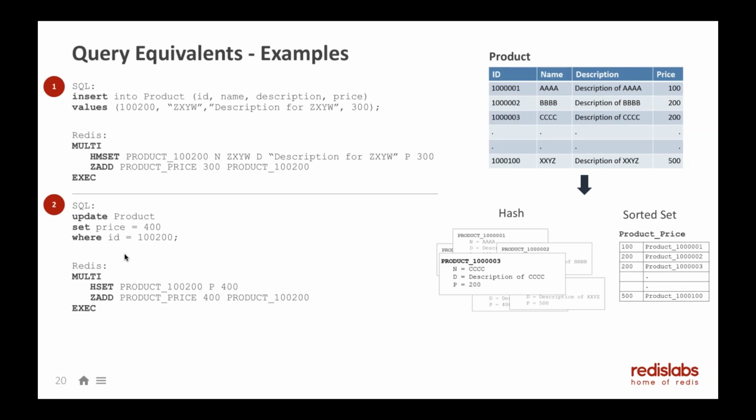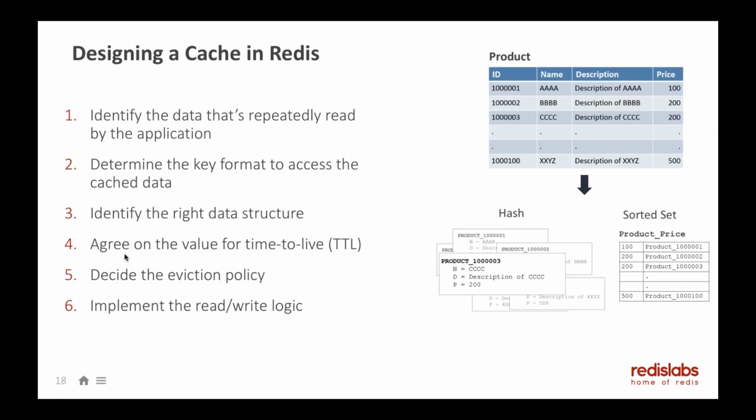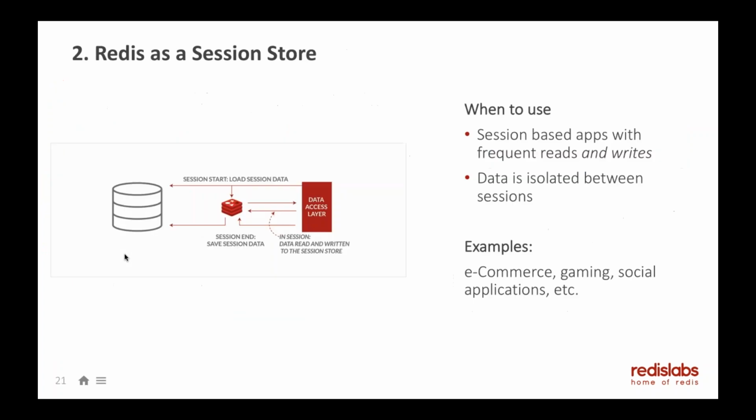Okay, so that's about caching. So just to recap, we talked about two types of cache: look-aside cache and write-through cache. And these are the 6 steps to design cache. And we saw some examples on how you can get equivalent commands in Redis and how you can cache these objects in Redis. Right? Now, the second use case we talk about is that of a session store.